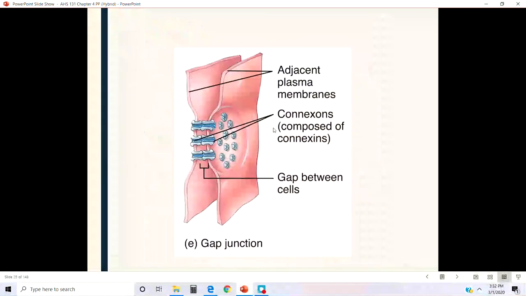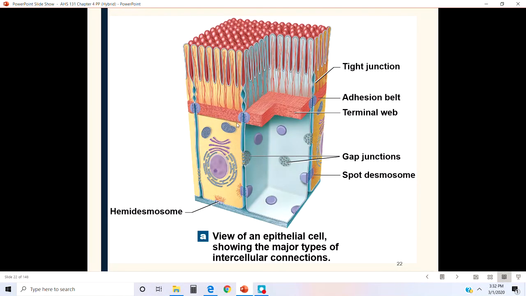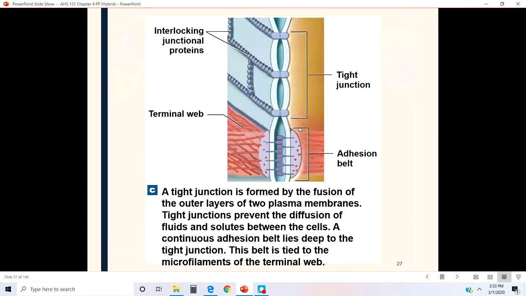Let's go back a minute. Let me just show you on that overview slide. So over here, they're basically showing you, here's a spot desmosome holding this cell membrane here to this cell membrane here. So it just kind of looks like a spot weld. Here's the spot desmosome. Here's another one. Just to kind of give you an idea, they're sporadically placed and holding the cells together.